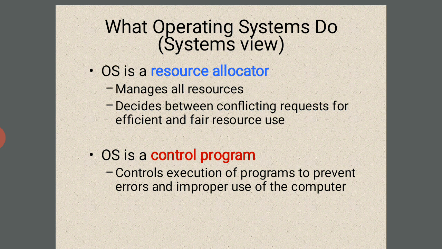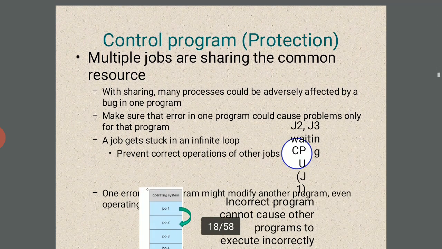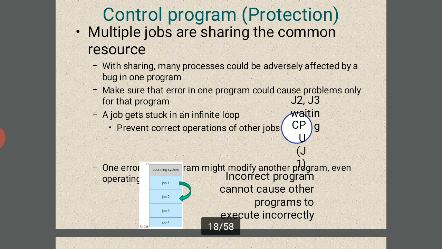So the operating system is the resource allocator. It manages all resources and decides between conflicting requests for efficient and fair resource use. The operating system is also a control program that controls execution of programs to prevent errors and improper use of the computer. Control program protection: here, multiple jobs are sharing the common resource.